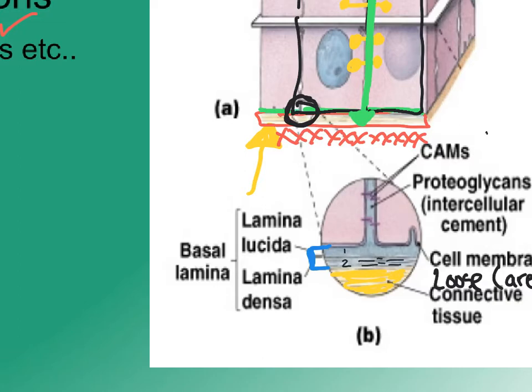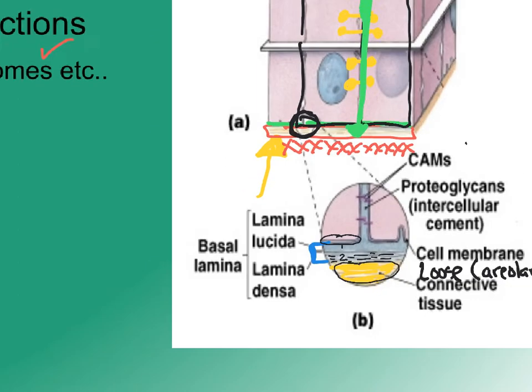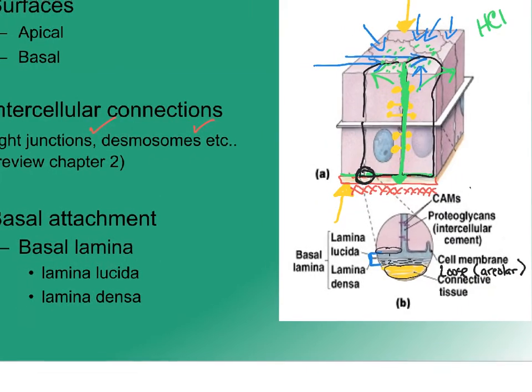So all of those striations that you see are fibers. So the lamina lucida plus the lamina densa are anchoring the basal surface of those epithelial cells to this areolar connective tissue down here. That's the function of that basal lamina.